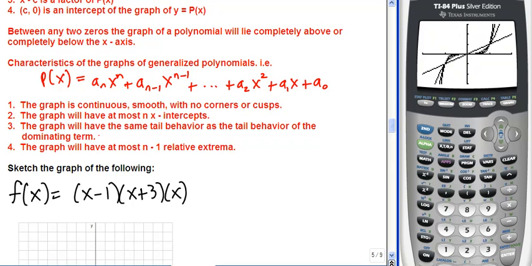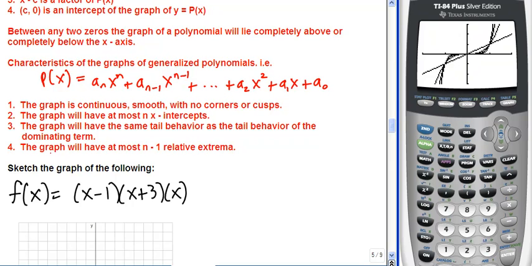The graph will also have the same tail behavior as the tail behavior of the dominating term. So when we get these really complicated polynomials, we're only going to need to look at that dominating term, that leading power, to determine what our tail behavior should be, because that's what's going to dominate the polynomial and therefore dominate the tail behavior as well.